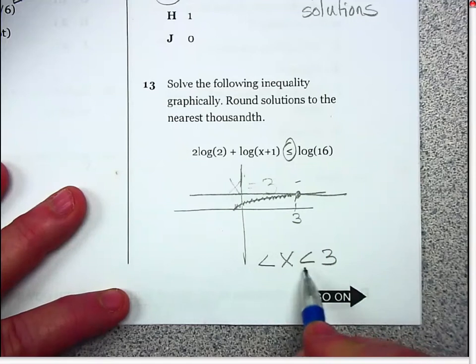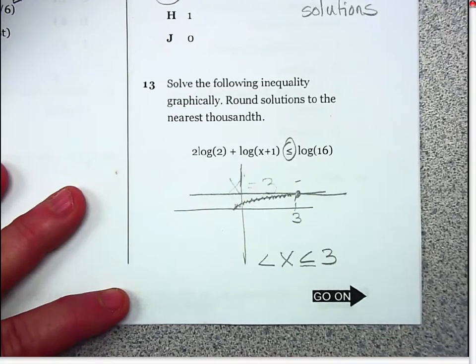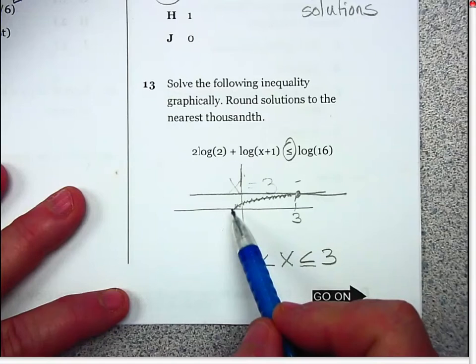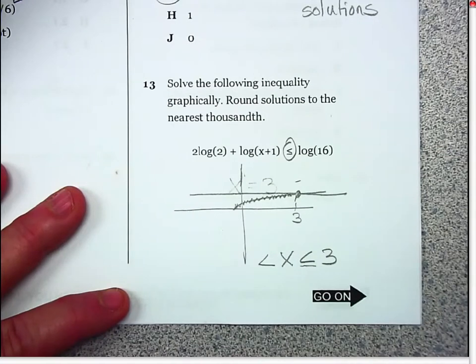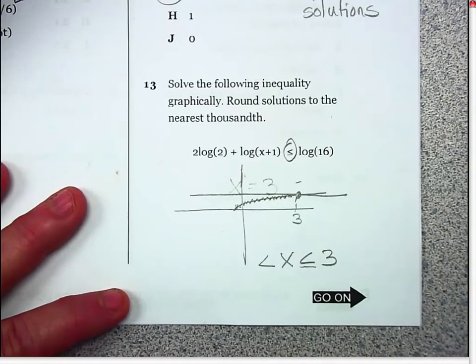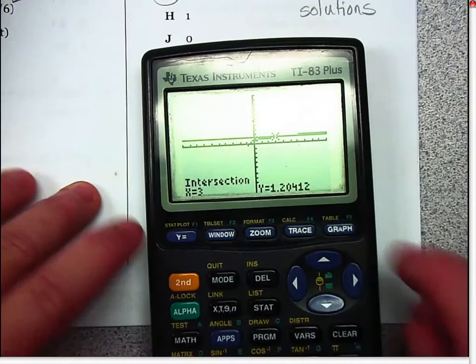Why do you need an equals? Because it's an equation. So it can be equal to 3, but it cannot be equal to whatever this one is. Okay, how are we going to find that? Just scroll over.